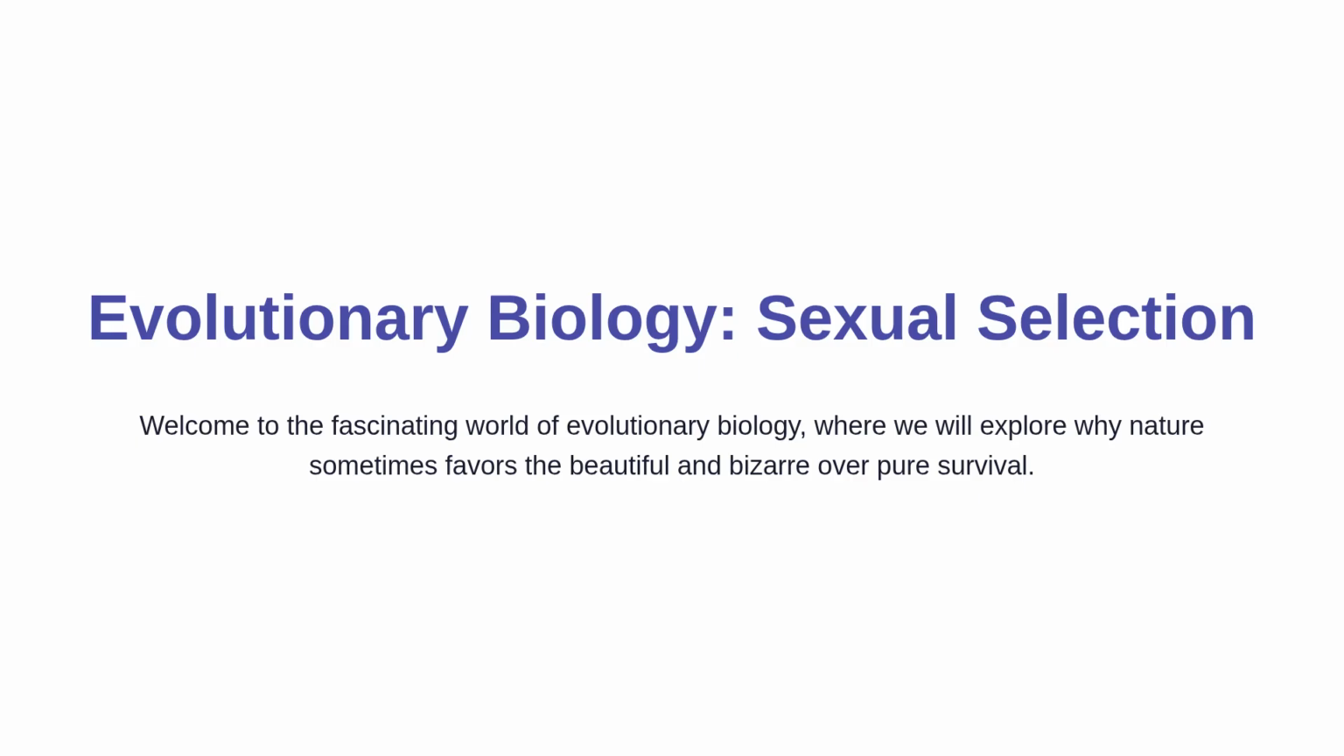Imagine walking through a jungle and spotting a male peacock with its massive, brightly colored tail. From a pure survival standpoint, that heavy, highly visible tail seems like a terrible idea. It makes the bird slow and easy for predators to catch. So, why would nature ever allow such a seemingly foolish trait to exist and be passed down? By the end of this video, you will understand exactly why.